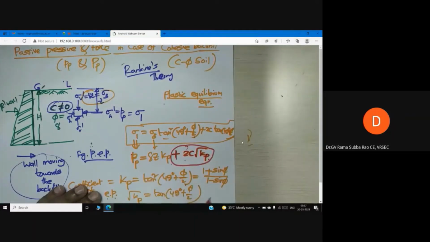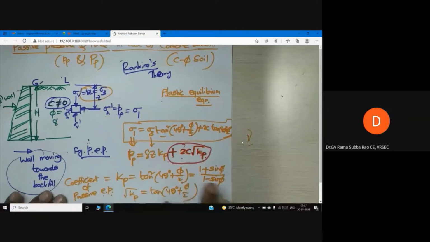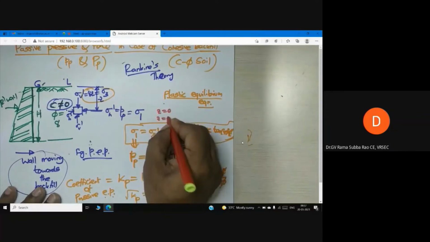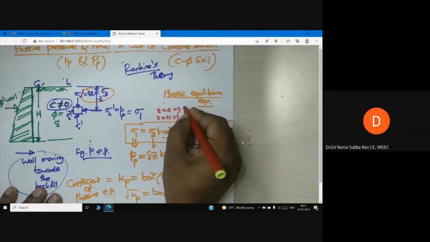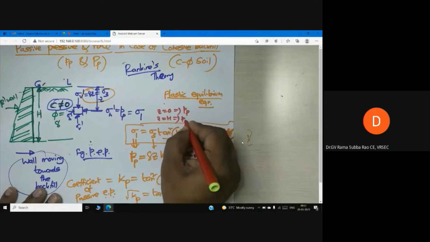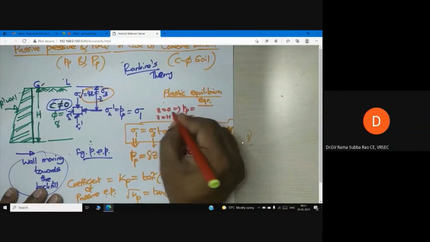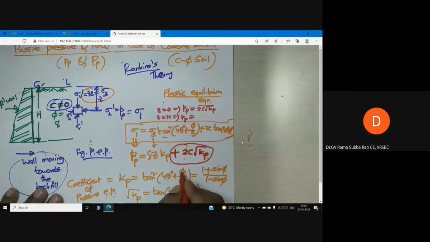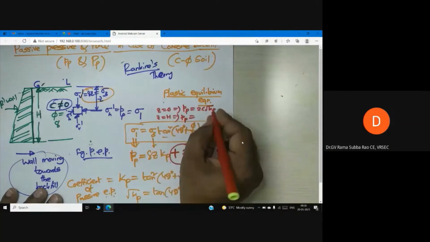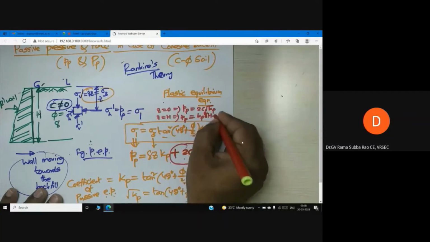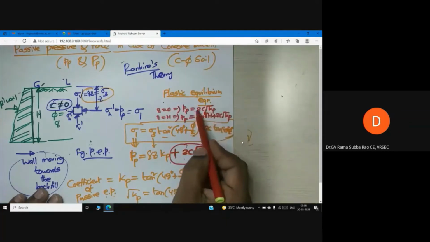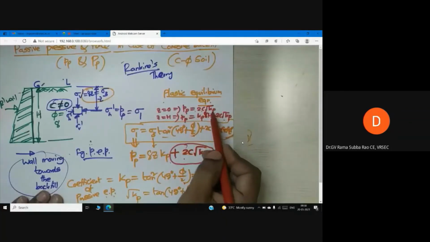Here you see, sometimes you are interested to ask me a question: Sir, if Z is equal to H, what will happen to PP, passive earth pressure, right from top to bottom? Here you see at the top, Z is 0, so 2c root Kp. At the bottom, can anyone tell me now? When Z is equal to H, Kp gamma H plus 2c root Kp. So this time we have plus 2c root Kp right from top to bottom.